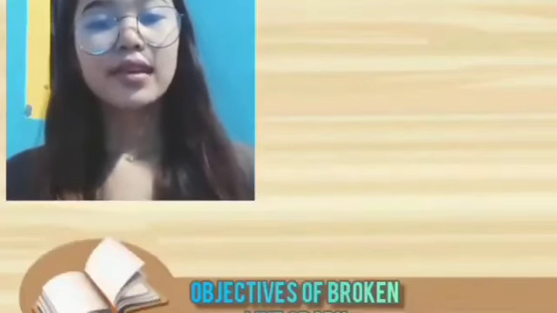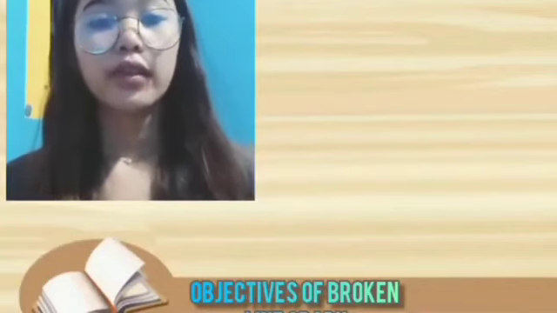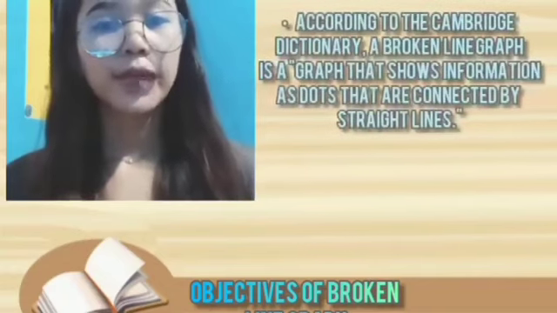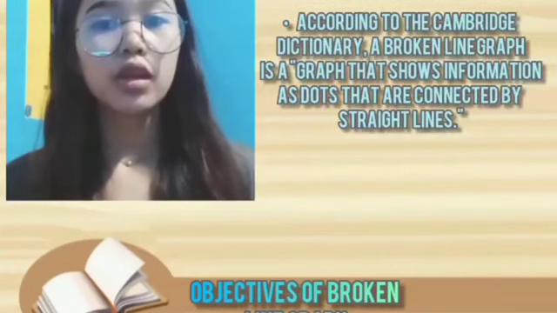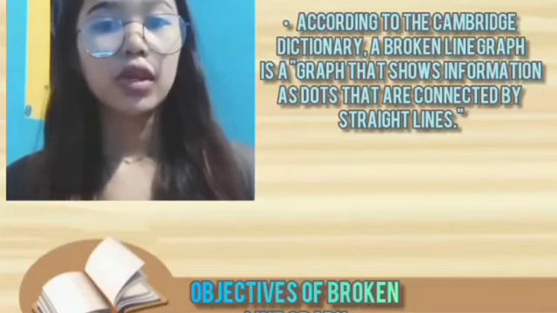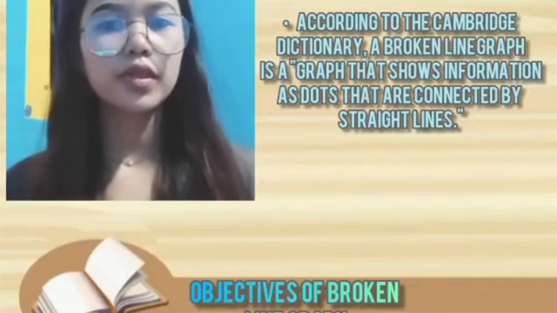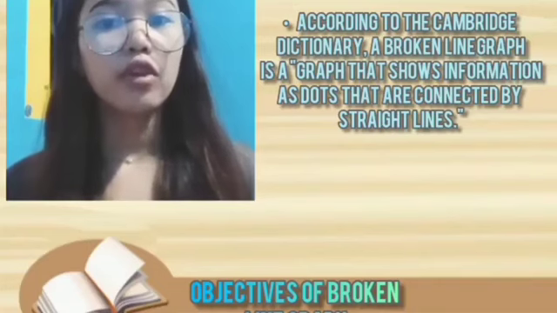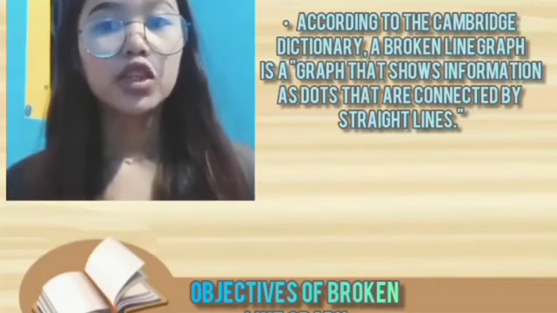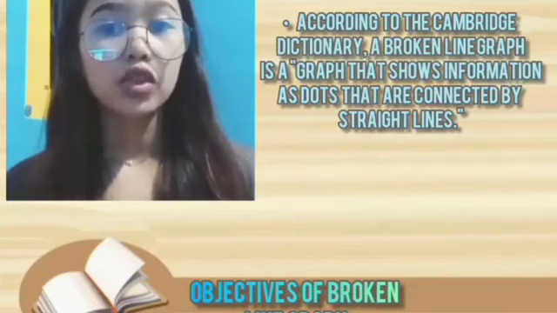Hi guys, this is Karil Jane Fernandez. Today, we're going to talk all about the objectives of broken line graph. So, first, according to the Cambridge Dictionary, a broken line graph is a graph that shows information as dots that are connected by straight lines. So, these graphs do not necessarily form an overall straight line. Each data point is often a vertex where the line makes a change in direction.